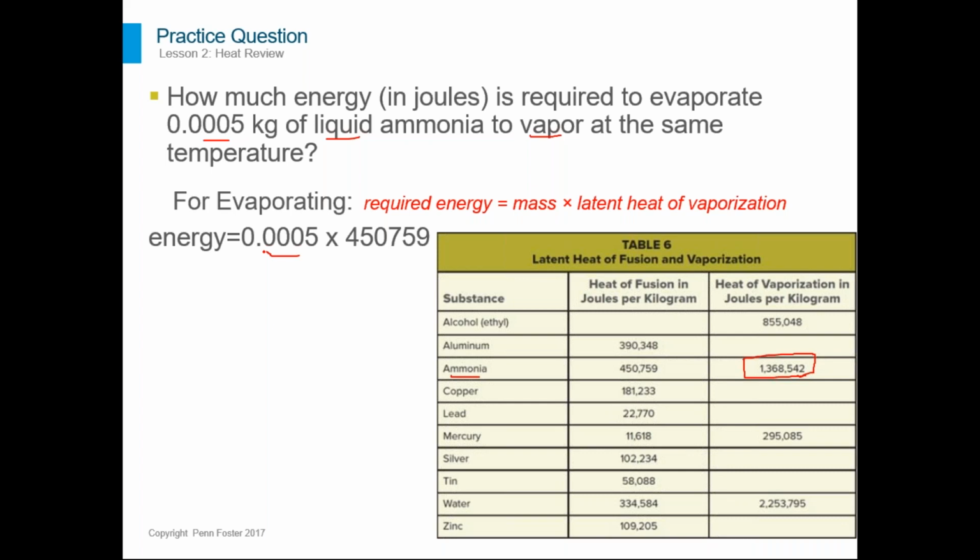Oh, I am sorry, I used the wrong number. I did the heat of fusion. Oops. Okay, so that's not right. I'm so sorry. So we would take this mass times this number over here. So that's going to give us a much bigger number. I apologize. So we should have 0.0005 times 1368542.